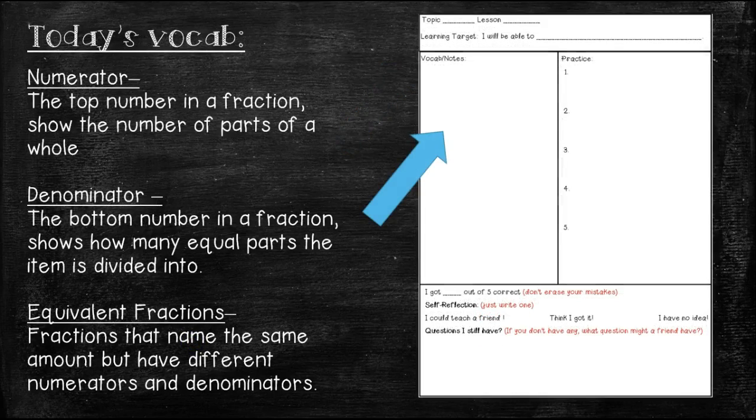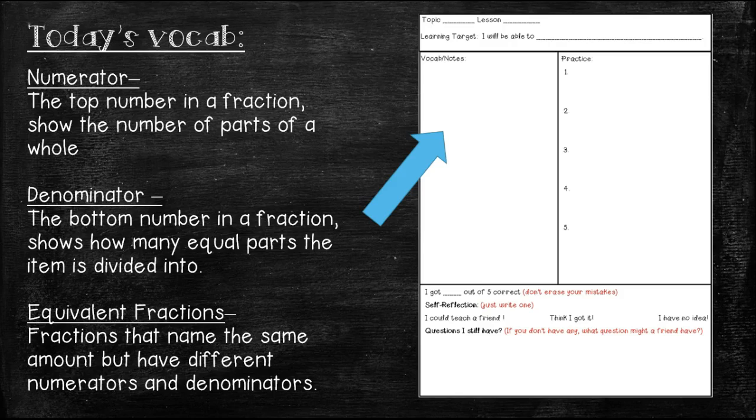Here are some vocabulary words for today. Our first one is numerator. That is the top number in a fraction, and it shows the number of parts of a whole. Our next vocabulary word is denominator. That's the bottom number in a fraction, and it shows how many equal parts the item is divided into.